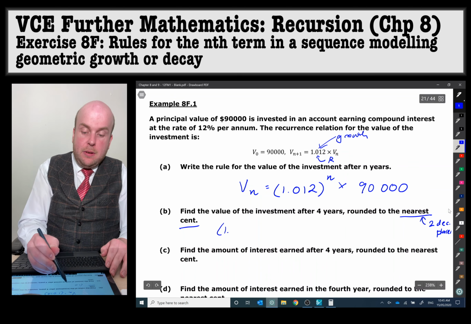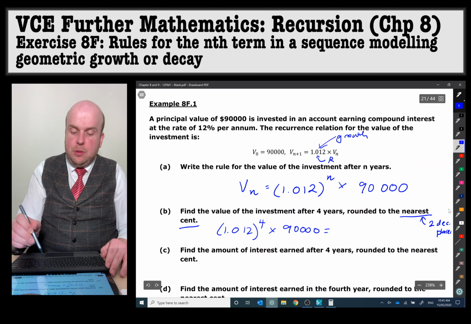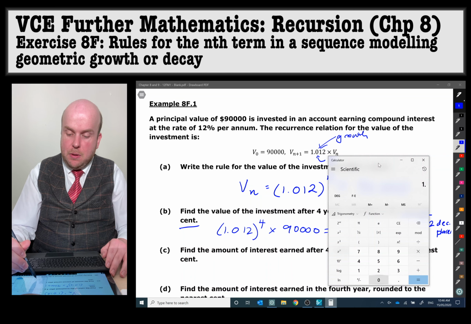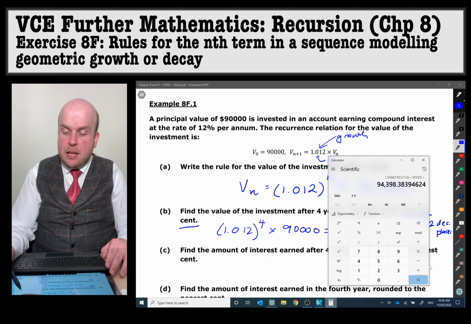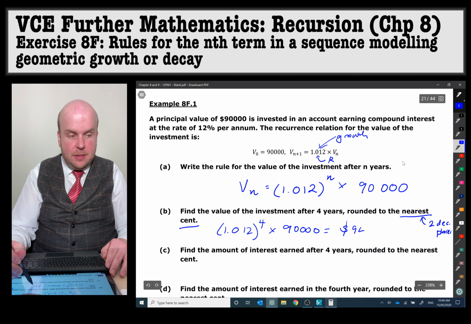So 1.012 to the power of 4 times by 90,000 is equal to, so we can do it like this, 1.012 to the power of 4 times by 90,000 gets me 94,398 and says 0.38. So it's going to be 94,398 and 38 cents.